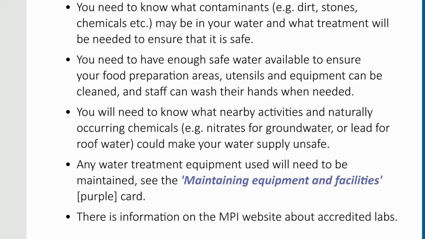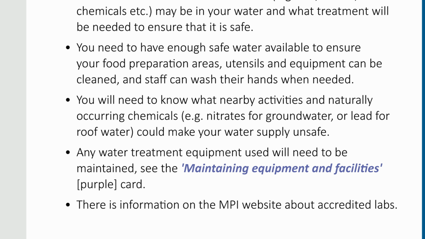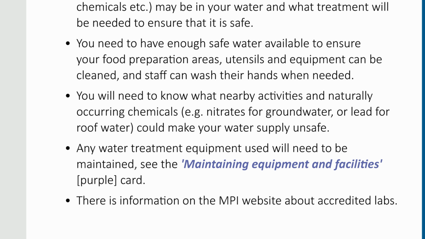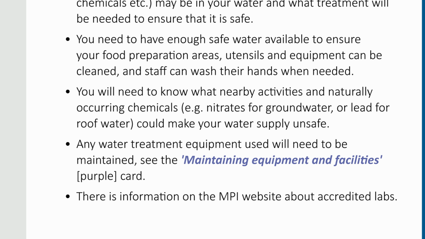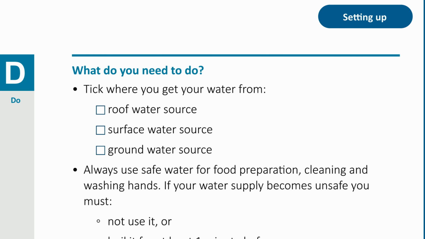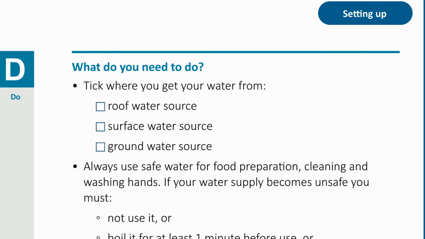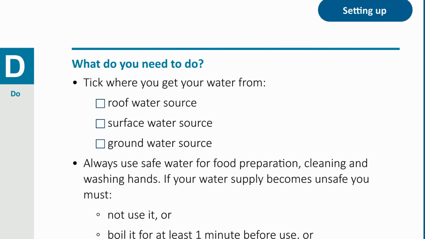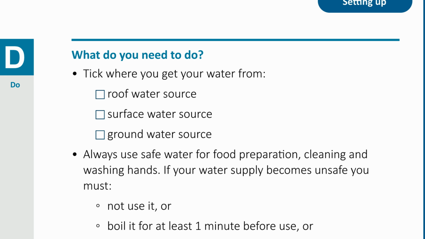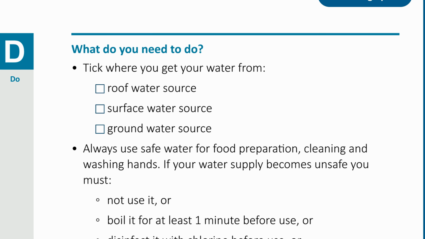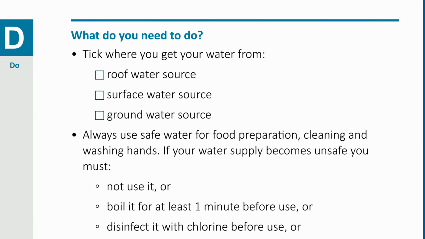Any water treatment equipment used will need to be maintained. See the Maintaining Equipment and Facilities card. There is information on the MPI website about accredited labs. What do you need to do? Tick where you get your water from. Roof water source, surface water source, groundwater source. Remember to complete the template by selecting which choice applies to your food business.